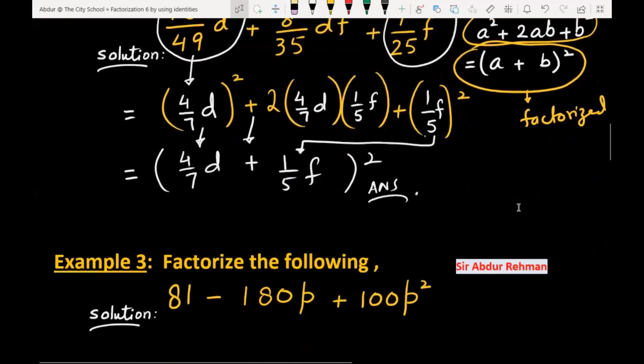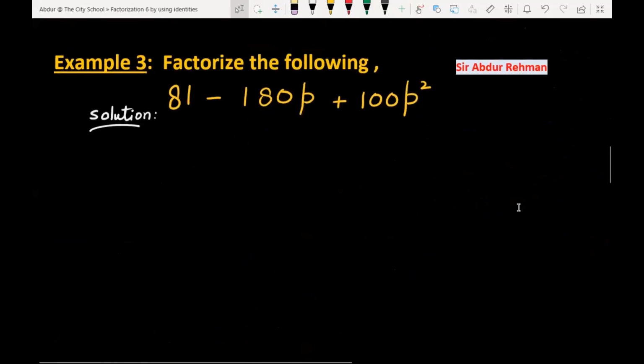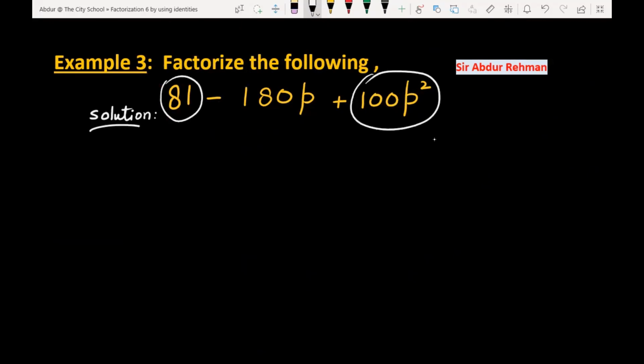Move on, example number 3. In this example, there is a trinomial, or a quadratic expression with 3 terms, and you have to check the first term. The first term is a perfect square, and the last term, 100p square, is also a perfect square here.